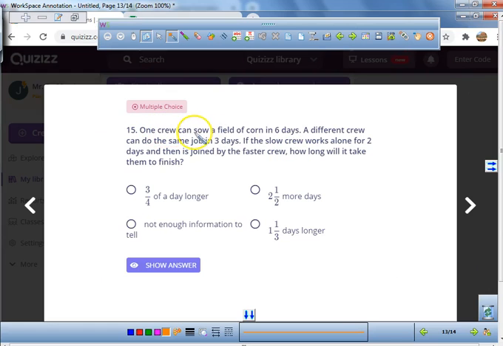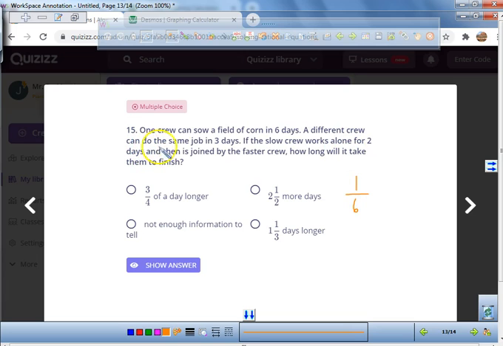It says one crew can sow a field of corn in 6 days. So they can do a whole job in 6 days. A different crew can do the same job in 3 days. If the slow crew works alone for 2 days and then is joined by the faster crew, how long will it take them to finish? Now, if they both started at the same time, we could just add these together and set it equal to 1 over x, and that would tell us how many days they would take to finish.